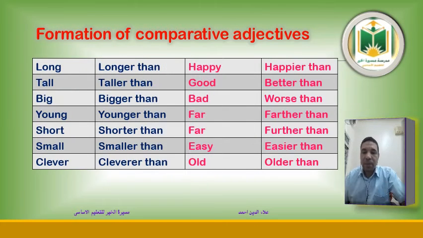Here in this table, we have some short adjectives and how to change them into comparative adjectives, generally by adding er to the main adjective followed by than. For example, long, longer than, tall, taller than, small, smaller than, old, older than, good, better than, bad, worse than, and so on.